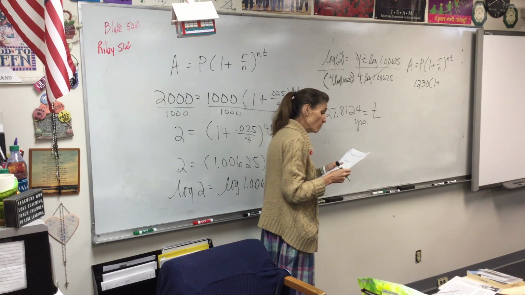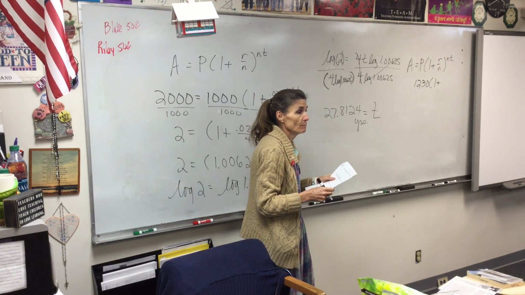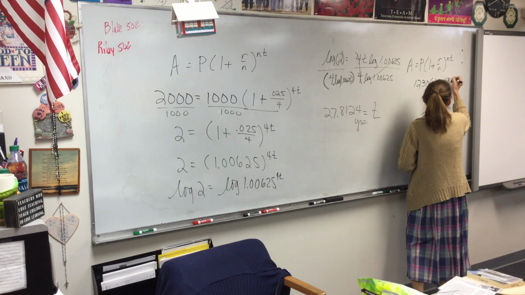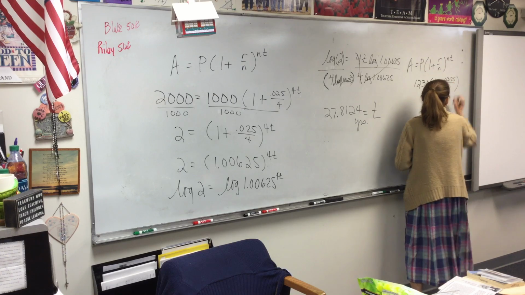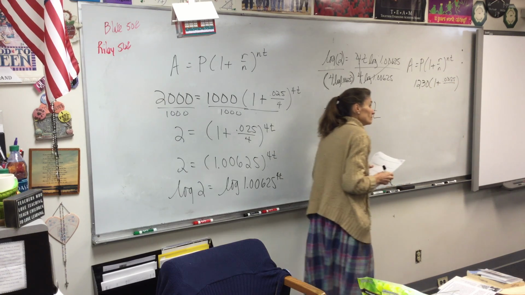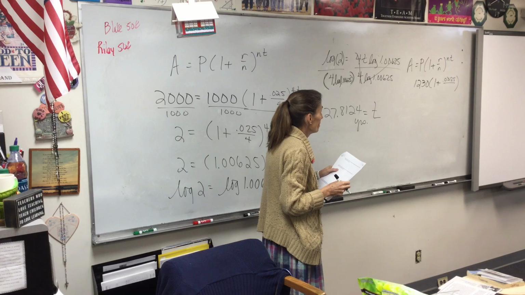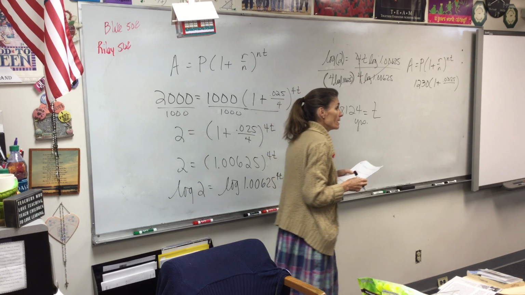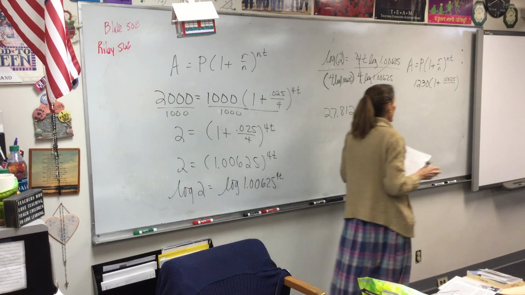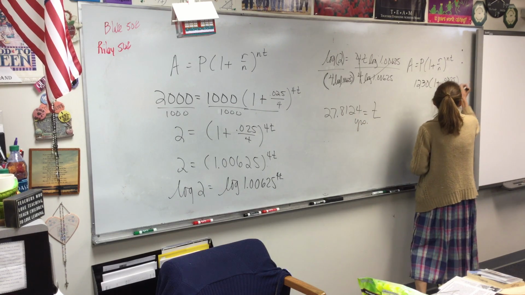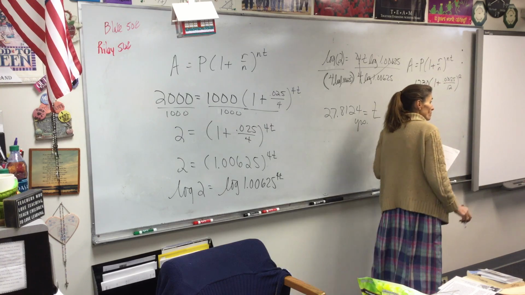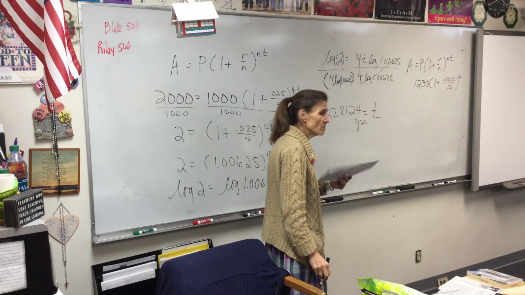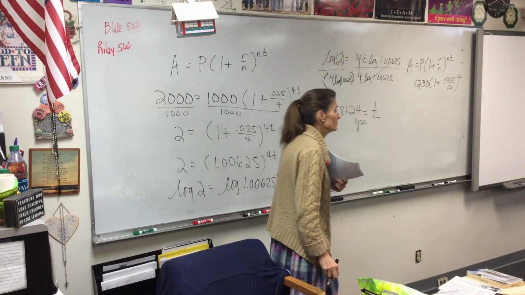Where do I put the 3.125%? R. 0.03125. What's N? N is 12. Both N's are 12. Make sure you put 12 in for both N's. And what do I do with the 10 years? That's T.